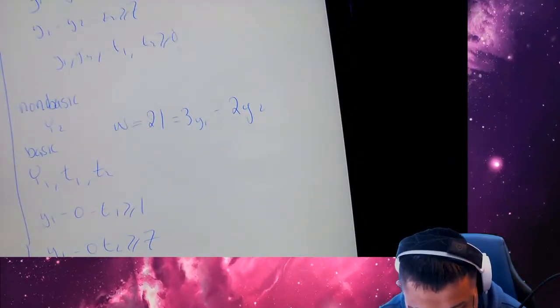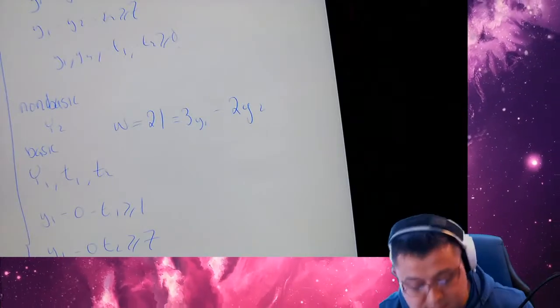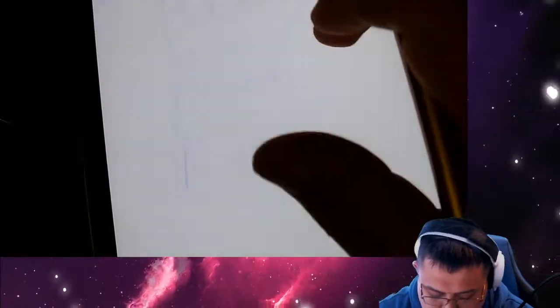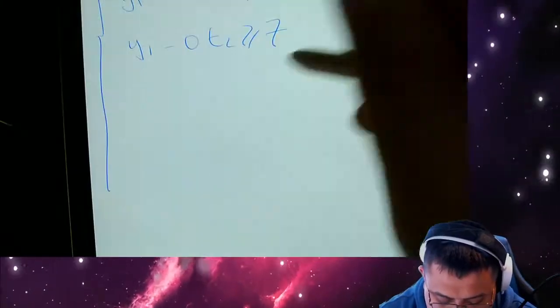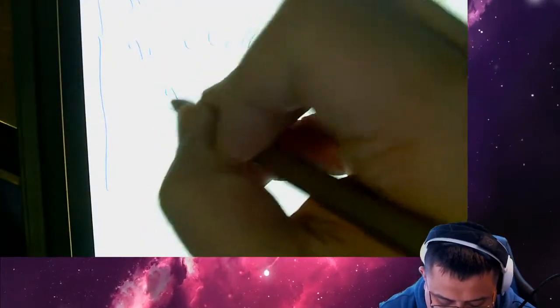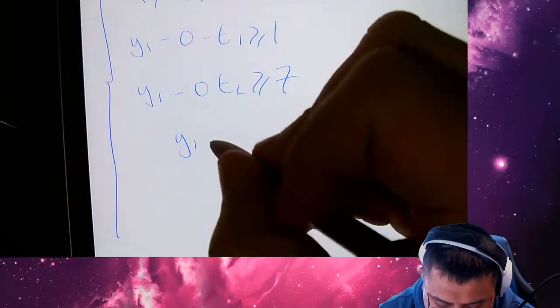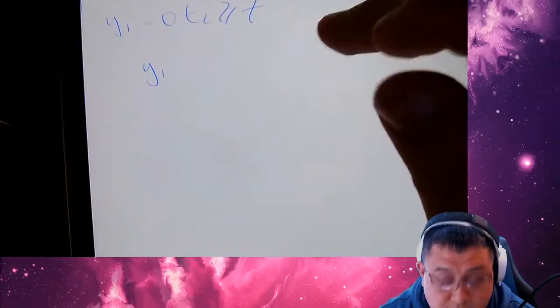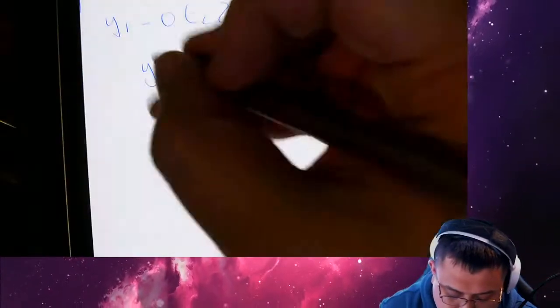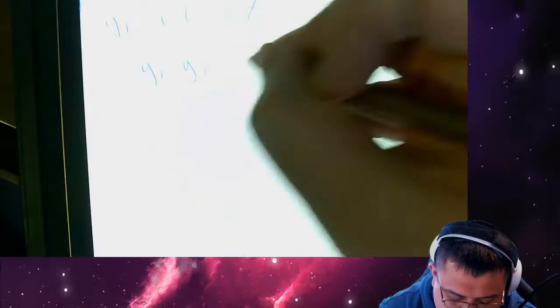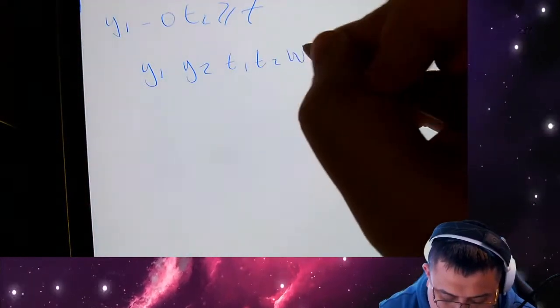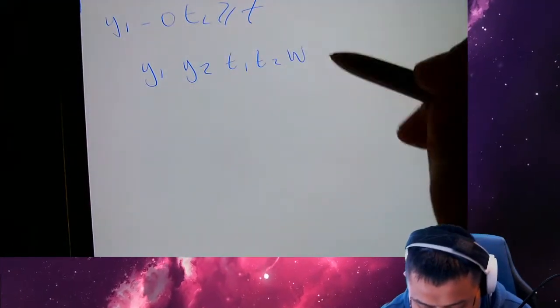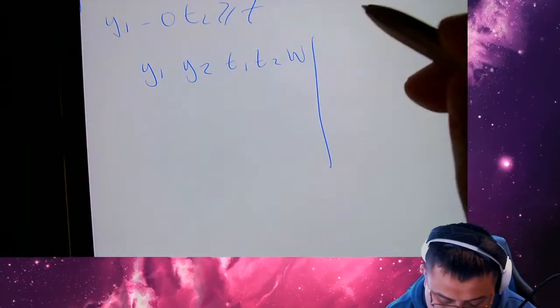Cool. Now what we do is we do the simplex method. So the simplex method is this. We're gonna move this down, and we're gonna solve for this. So first we're gonna take our constraints, which is we get y1. I'm gonna bring this down like right here. y1, y2, t1, t2, w. These are all our variables here.